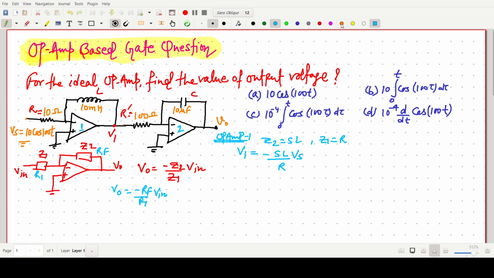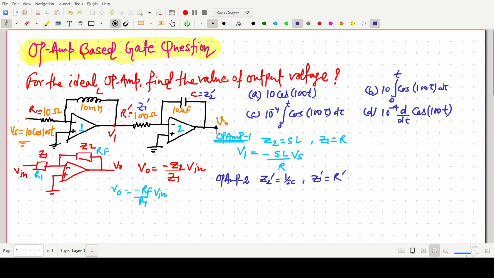Now for the op amp 2, I am writing this Z2 dash as 1 by SC, and Z1 dash is nothing but simply R dash. This one is Z1 dash. Just for the representation part only, you can solve any problem by using this type of concept. So Z1 dash equals to R dash.